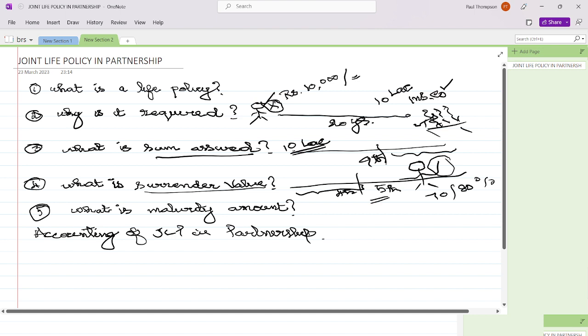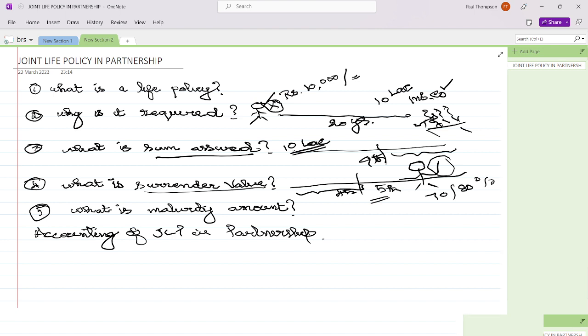In case of partnership, if a partner retires, leaves the firm, he may get a surrender value after surrendering his policy. And what is a maturity amount? It may happen that he survives till the end of the tenure. After completion of 20 years, the insurance company will make a payment to the individual who is alive himself. So he will receive the payment because he has made the payment of premium. That amount is known as maturity amount.